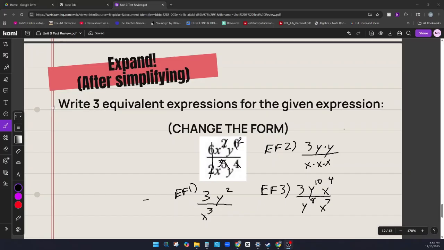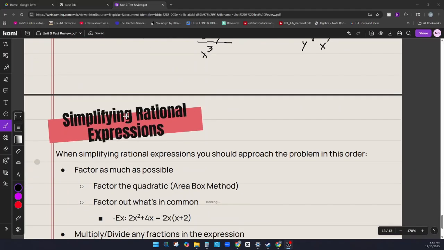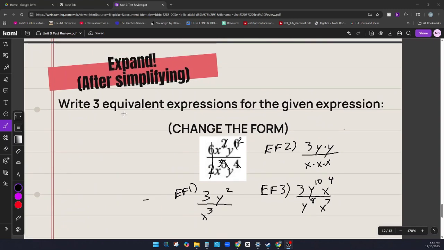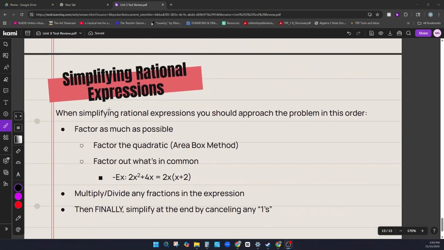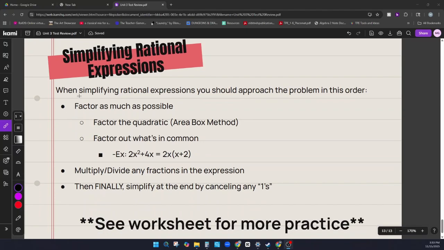Okay, so if we're good with writing equivalent expressions, then the only thing left to go over is the topic that we went over last week, that being simplifying rational expressions. So there are 3 basic guidelines for doing this. First, you must factor as much as possible.